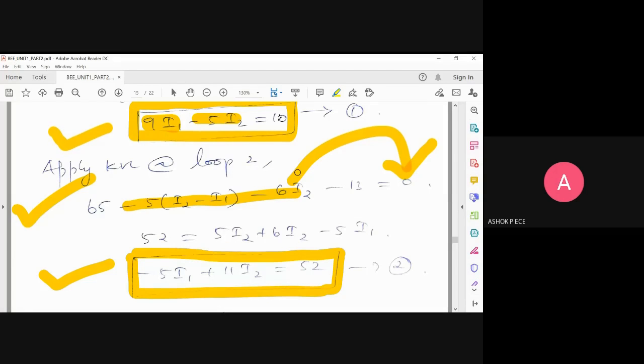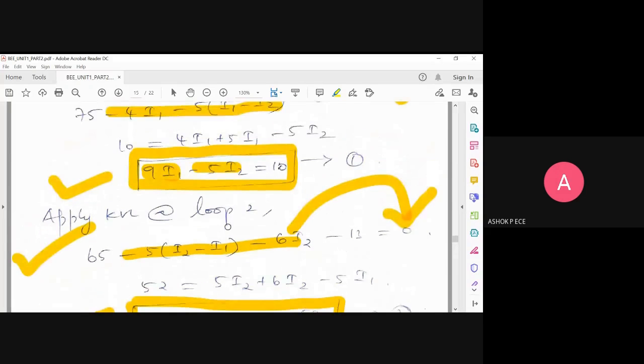Now solving this is simple. You can use either Cramer's rule or whatever substitution or elimination method, and please solve the two equations and find I1 and I2. That is going to give you the answer.